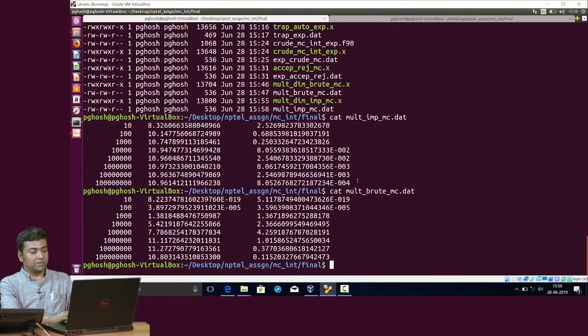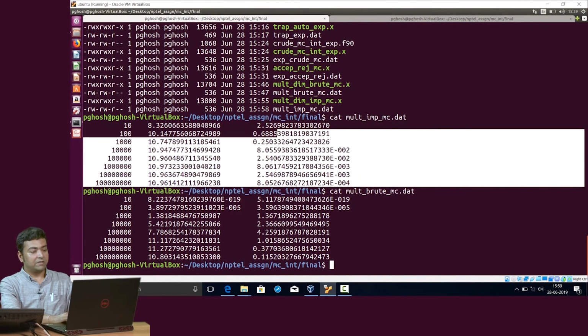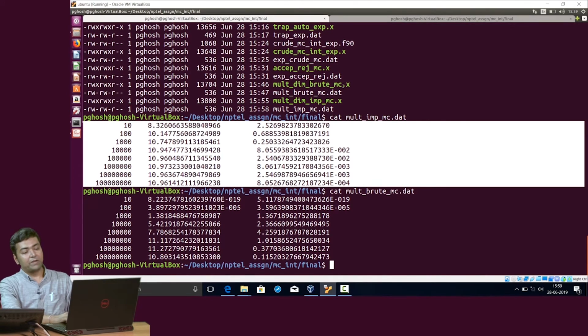So, this is a clear example that in doing this type of integrals, importance sampling, though it might be slightly more expensive than the brute force method, gives a much more accurate estimate of the value of the integral.